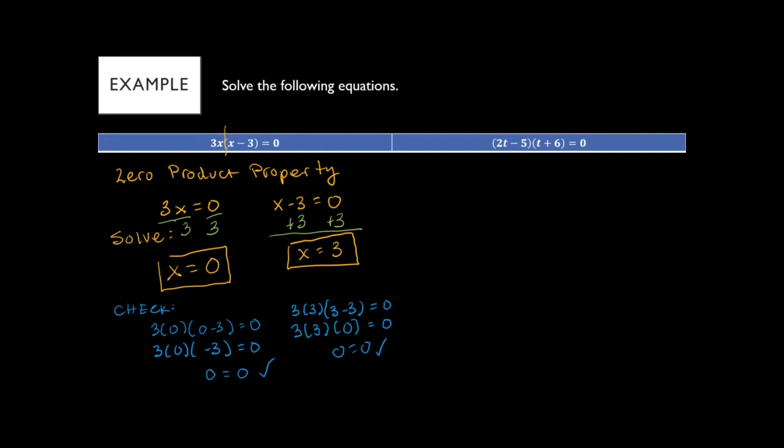So second example here, again, this is already factored. I have 2t minus 5 times t plus 6 equals 0. So when they're both in parentheses, it's pretty simple. You just split it up, and each gets set equal to 0 in its own equation, and that's using the zero product property. So we have 2t minus 5 equal to 0, and then t plus 6 equals 0.